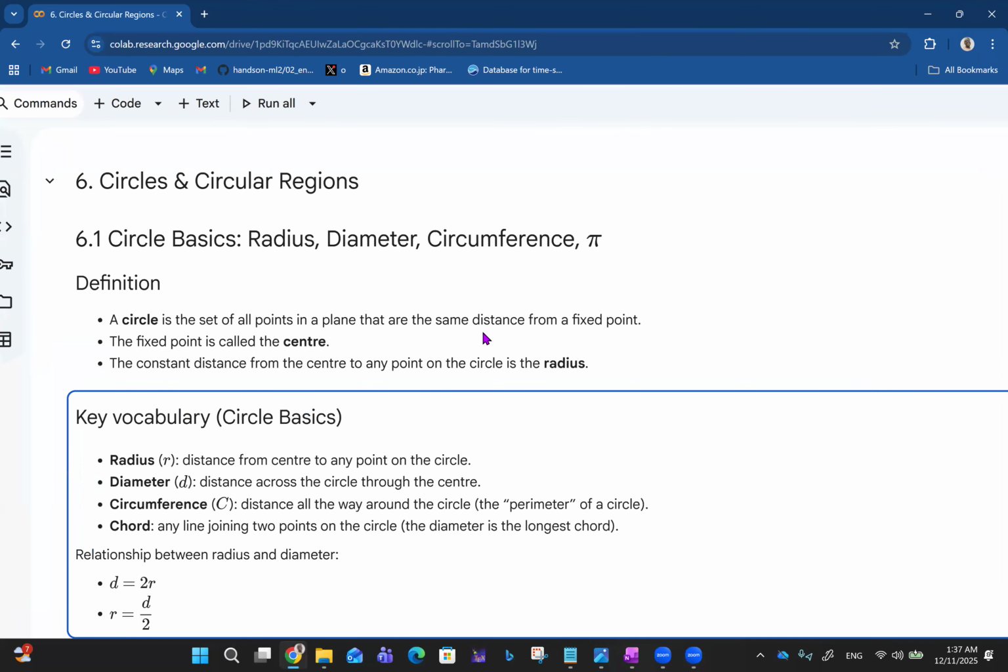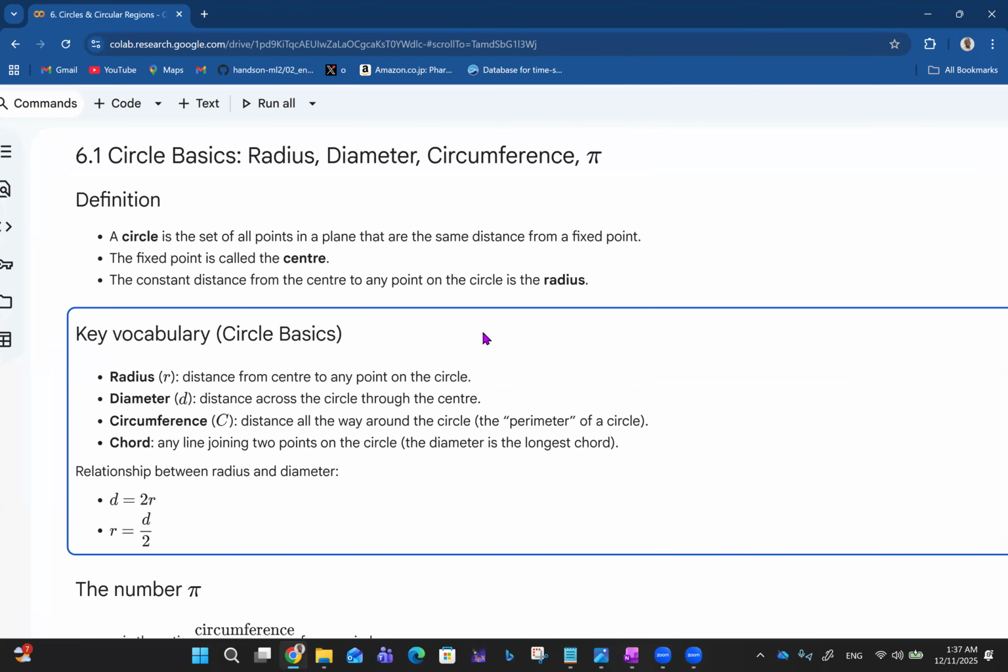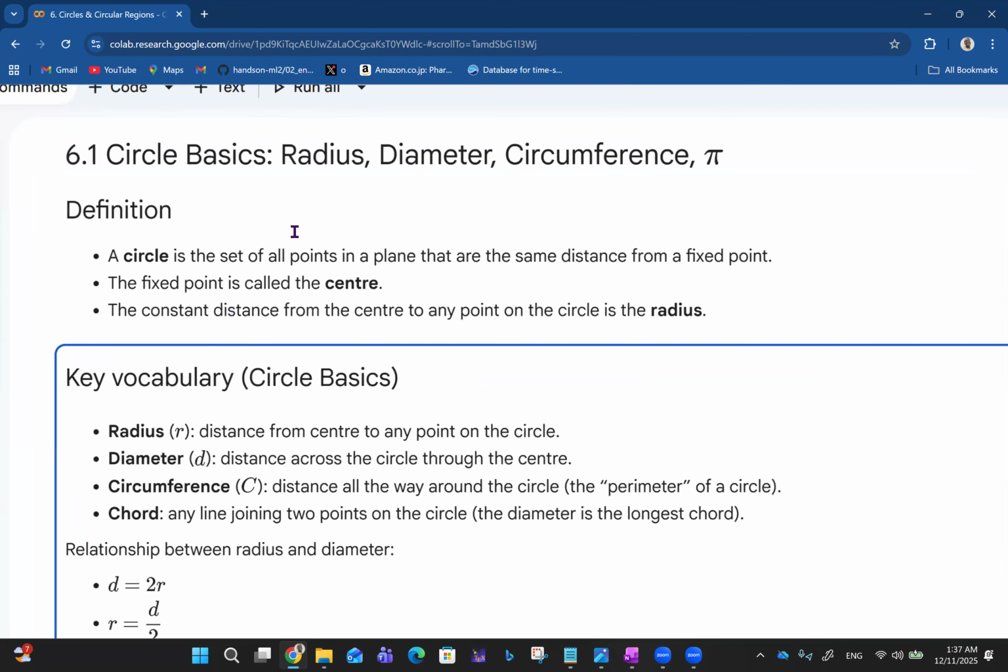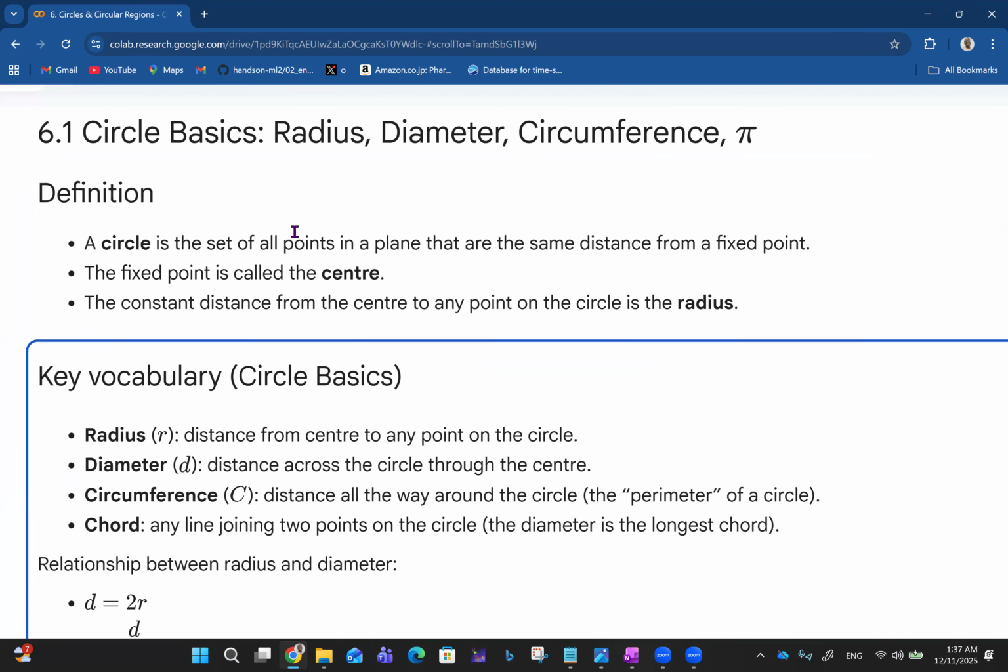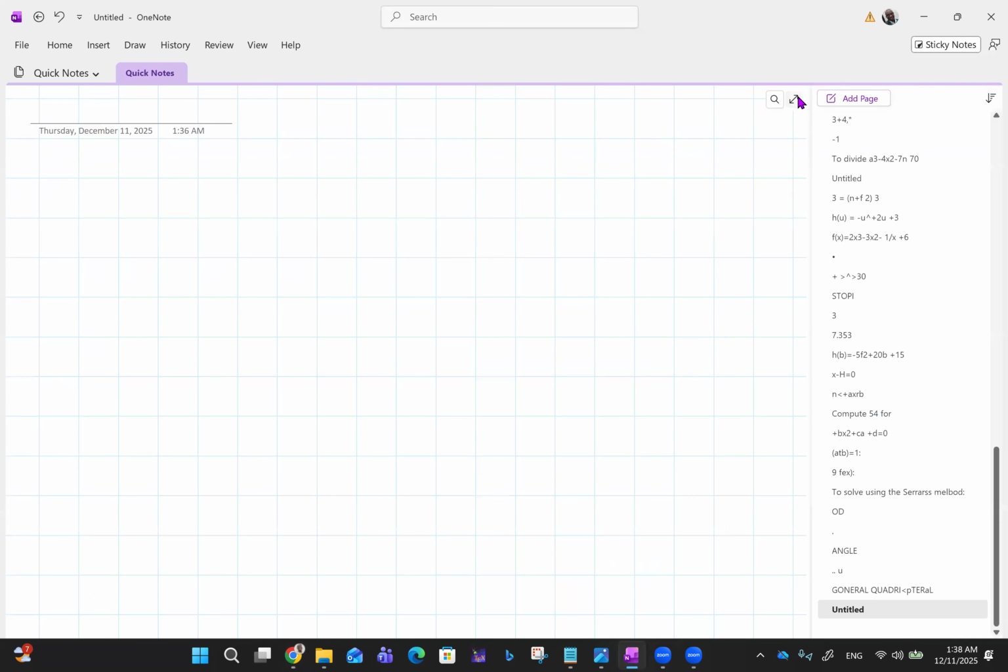First of all, let's talk about circle basics, things like radius, diameter, circumference, and pi. By definition, a circle is the set of all points in a plane that are the same distance from a fixed point. So imagine you have a fixed point and a fire is burning at it, and to be safe from the fire, you have to be 5 meters away from it.